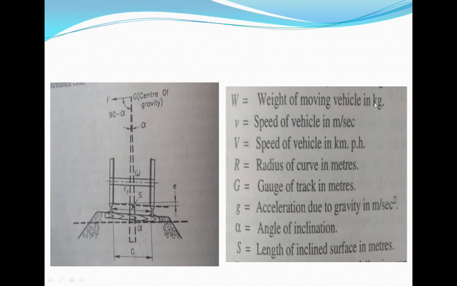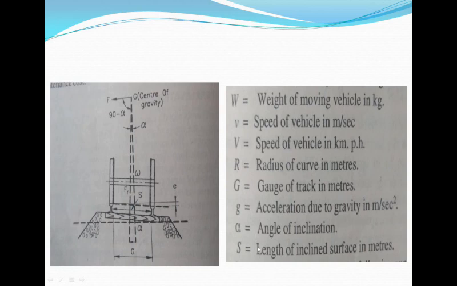W is the weight of the moving vehicle in kgs, that is the self weight of the vehicle, and small v, you can observe the small v, is the speed of the vehicle in meters per second. V is equal to speed of the vehicle in kilometers per hour. Next, R is equal to radius of curve in meters. G is equal to gauge of track in meters, and small g is equal to acceleration due to gravity in meters per second square.